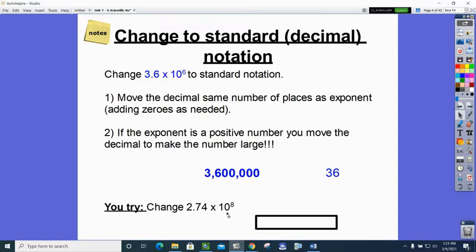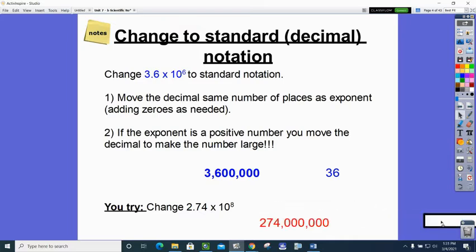Can you change 2.74 times 10 to the 8 to standard notation? So the first thing I would have done was to write the 274. I would have put my cursor where the decimal is, saw the 8, and knew that I had to move it 8 times to make it bigger.